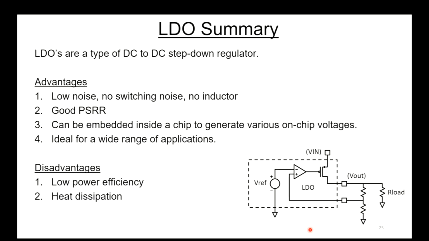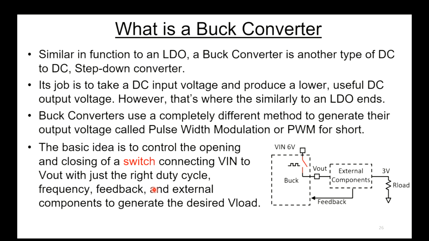One of the nice advantages is they can be embedded inside a chip to generate various on-chip voltages, and they're pretty ideal for a wide range of applications. The disadvantage is they're pretty crappy for power efficiency, and they can dissipate a lot of heat. You got to take the good with the bad. That's LDOs. Okay, we're going to move on to buck converters.